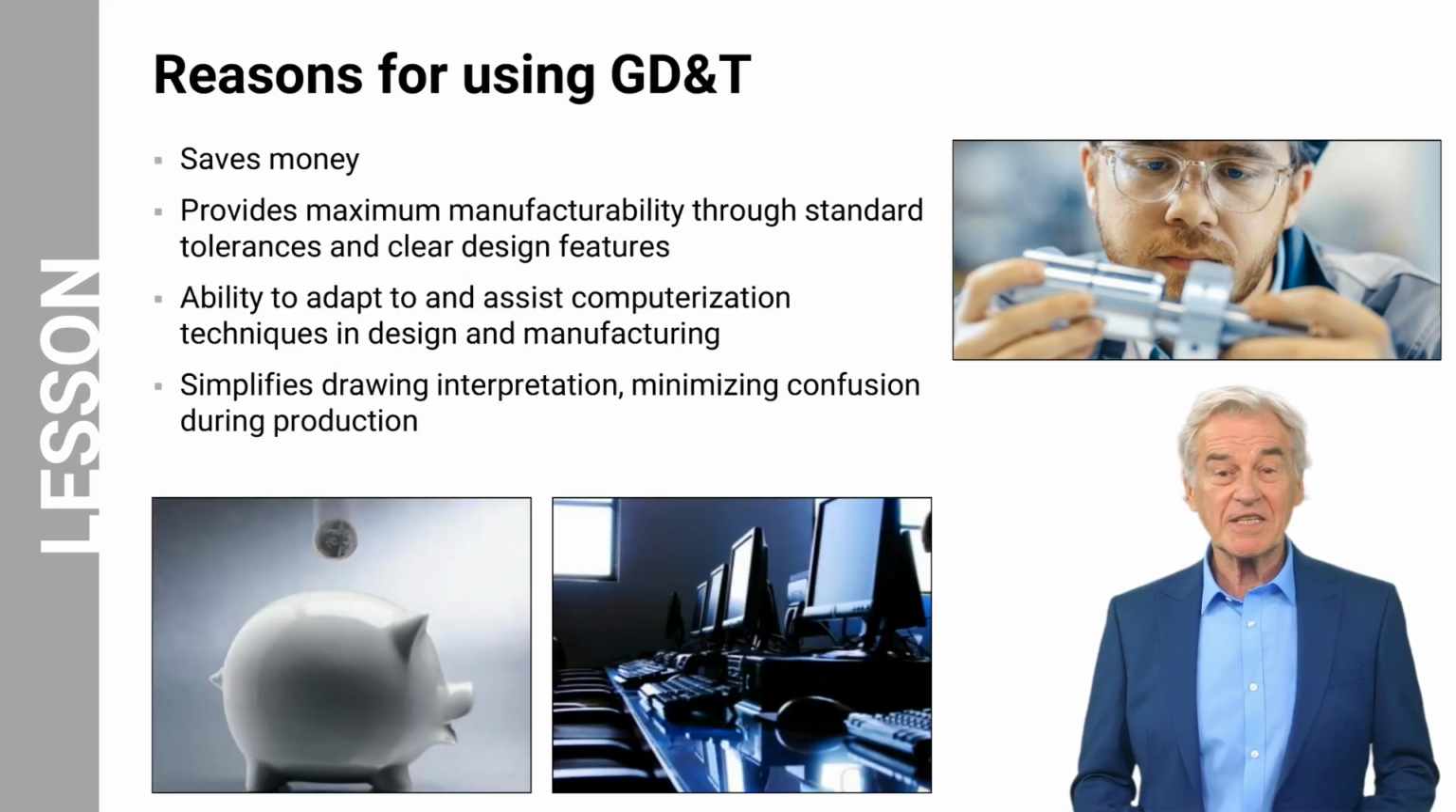So why should companies use GD&T? This system offers several key advantages in manufacturing. It helps save money by optimizing production processes and reducing errors. GD&T provides maximum manufacturability through its use of standard tolerances and clear design features, allowing for more efficient production. It is also well suited to modern manufacturing, with the ability to adapt to and assist computerized techniques in both design and production phases. Perhaps most importantly, GD&T simplifies drawing interpretation, minimizing confusion and guesswork during the manufacturing and inspection processes. This leads to fewer mistakes, less rework, and ultimately a more streamlined and cost-effective production cycle.